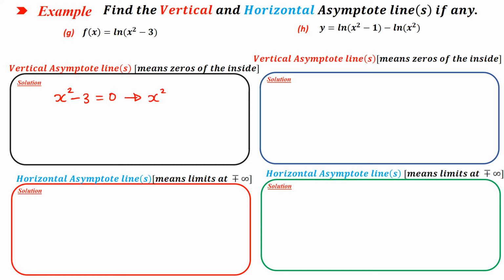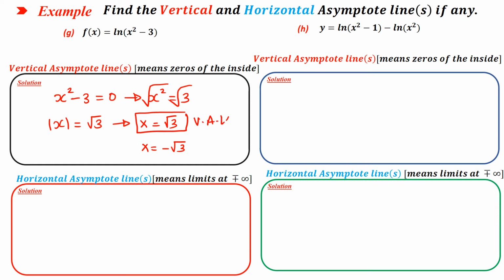So we have x squared equals 3, take the square root for both sides, so we have the absolute value of x equals the square root of 3. Then we have x equals the square root of 3, and x equals negative square root of 3. This is the first vertical asymptote line, and this is the second vertical asymptote line.